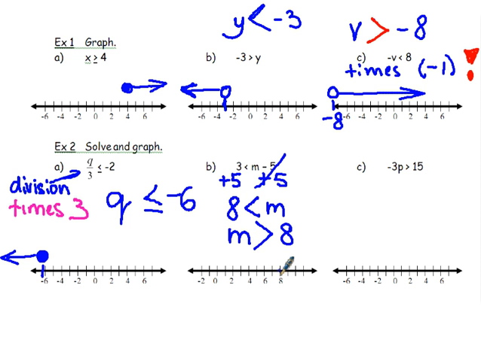8 is right here. It's not part of the solution. It doesn't say equal to. And now we will be looking for greater than 8. So we will be showing arrow to the right.